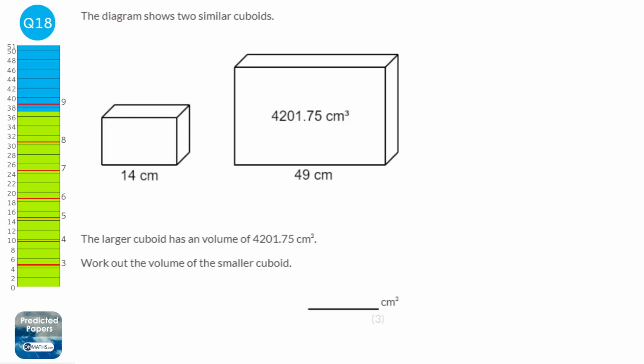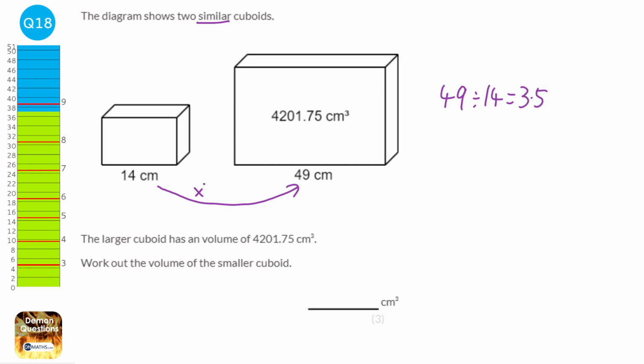So we're told that the two cuboids are similar, which means we can have a scale factor, and we can work out the linear scale factor straight away to find out what we times the 14 by to get to the 49. We're going to do 49 divided by 14, big one divided by small one, and that gives us 3.5. Okay, so we times it by 3.5. So 14 times 3.5 is 49. But that is the linear scale factor.